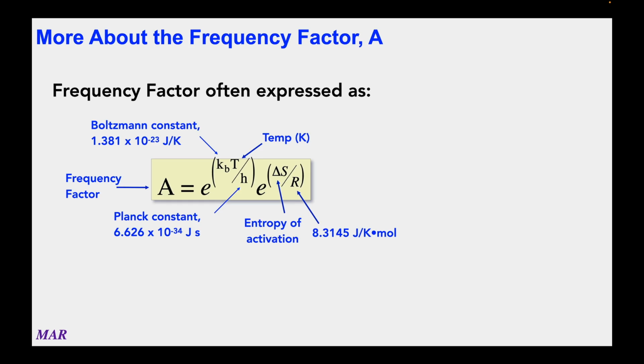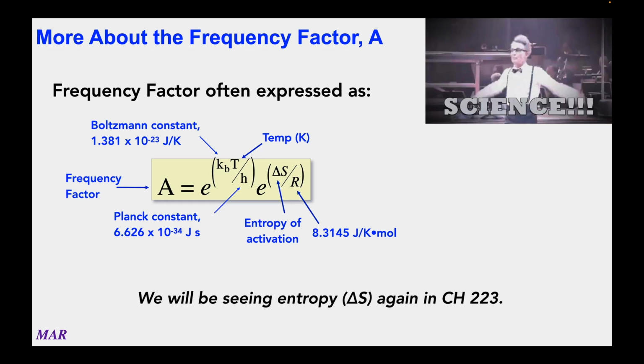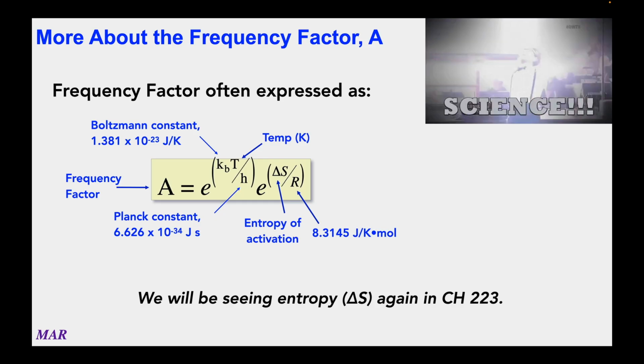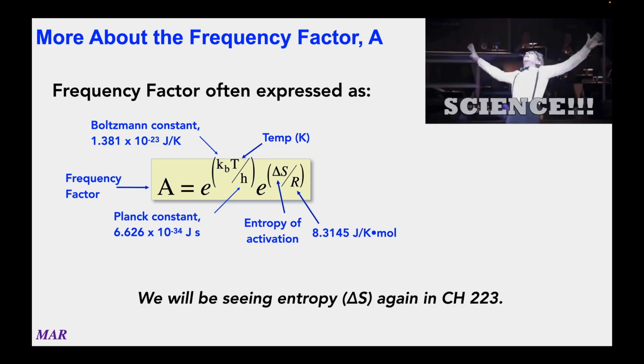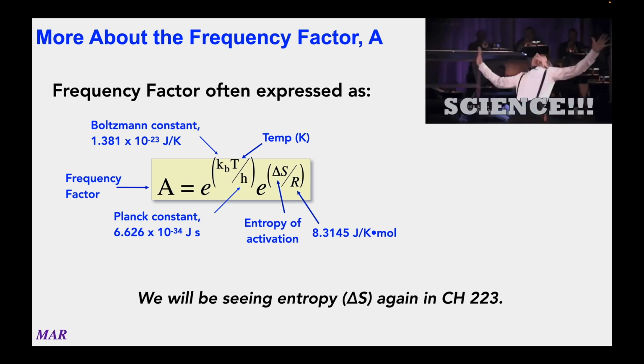T is the Kelvin temperature. h is Planck's constant. We saw that in Chem 221, and we'll see Planck's constant again in the future. Planck's constant is 6.626 times 10 to the minus 34 joule seconds. Then there's the entropy of activation, and the R factor once again pops in. We'll be seeing delta S again, definitely. In Chem 223, we're going to hit entropy big time. Entropy is pretty cool, but for right now, just realize there is a use for the A. In Chem 222, I might ask you to calculate the value of A, but we won't be interpreting it in terms of entropy of activation or anything like that.